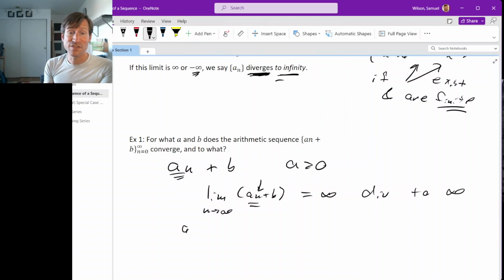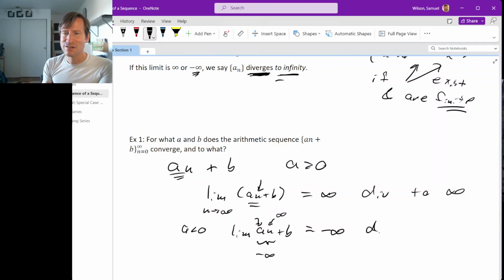On the other hand, if a is less than 0, well, now we're asking about the limit of a n plus b, and this n is still going to infinity, but if a is negative, this first term here is going to negative infinity, and so the whole thing is going to go to negative infinity. So this diverges to negative infinity.